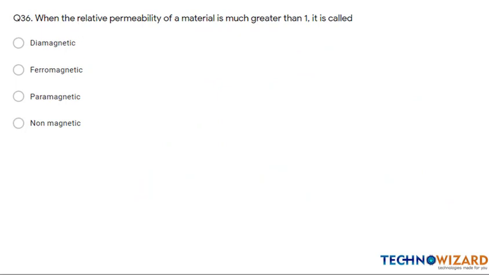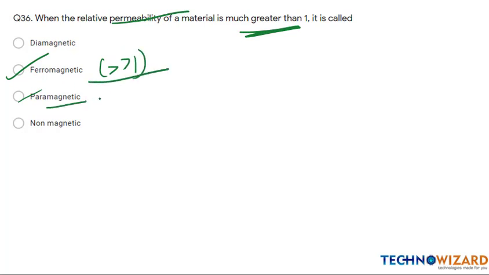Question number 36. I have seen many students have ticked paramagnetic as the correct answer, but here ferromagnetic is the correct answer, because they have asked when the relative permeability of a material is much greater than 1. For much greater than 1, ferromagnetic is the correct answer, but paramagnetic is only slightly greater than 1. Okay. Remember this, the relative permeability here is slightly greater than 1. Therefore, option B is the correct answer here.